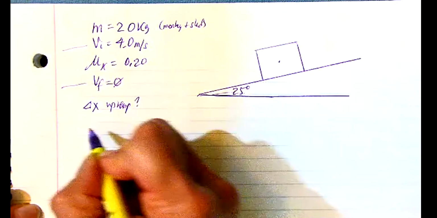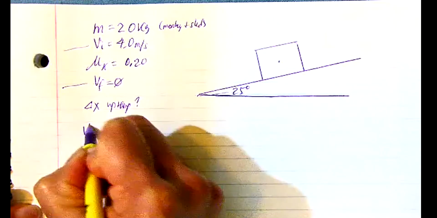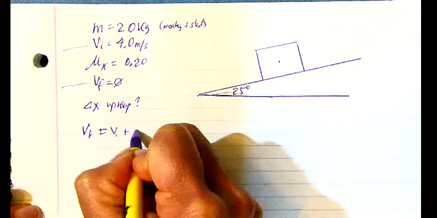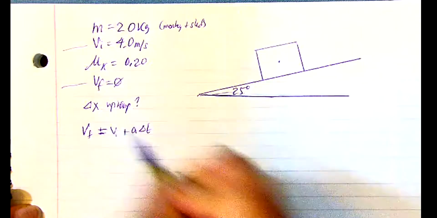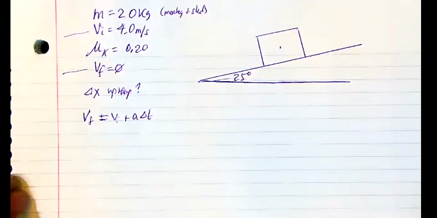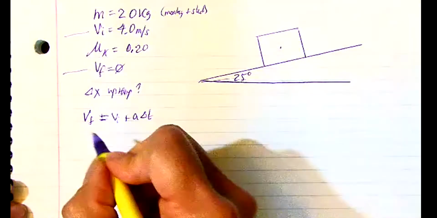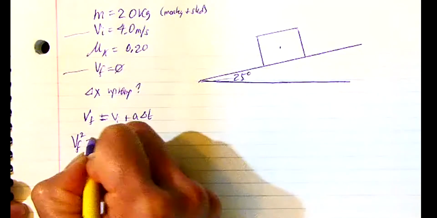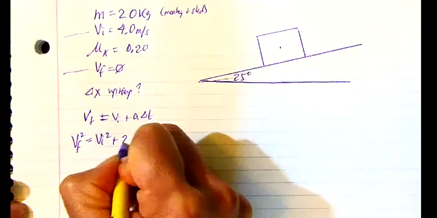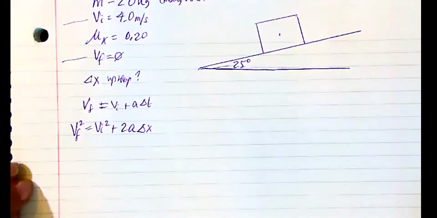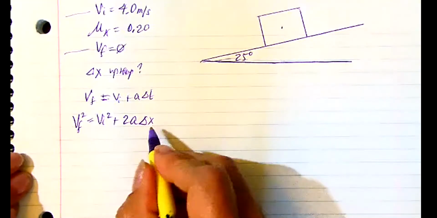And actually the first one I wrote down, just to be perfectly honest, was this one, the V final. And I went, well, that doesn't help me. I want one that gives me a displacement. So I remembered the delta x one. V final squared is equal to V initial squared plus 2a delta x. Okay, so this is going to help me. I can solve for delta x.